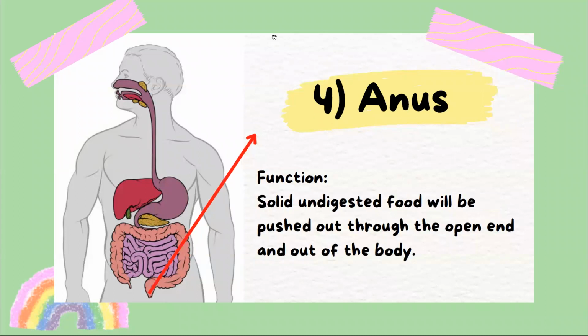All right, last but not least, it goes into the anus. The anus can also be said as the open end. Now what happens in the large intestine is that the solid undigested food will be pushed out through the open end and out of the body. Basically, this is where feces are formed.